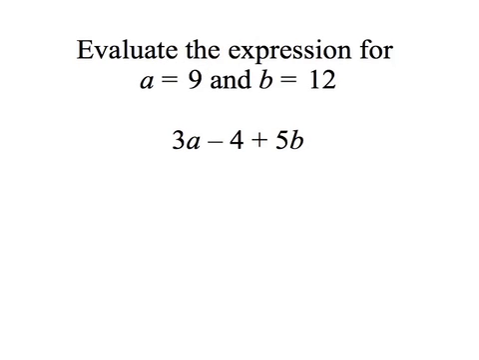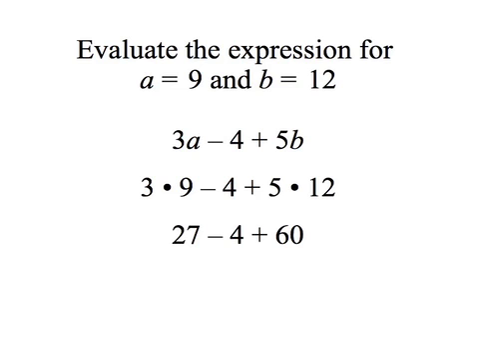Evaluate the expression for A equals 9 and B equals 12, but we have a new expression. And so we're going to substitute the 9 in for A and the 12 in for B. Now we have to put the times sign in when we substitute because otherwise it would be 39 and 512, but that's not what it means. It means 3 times whatever A is. So if A is 9, it means 3 times 9. And for 5B, it means 5 times 12. And now in this expression, the multiplications go first, and then the subtraction and the addition from left to right. And our final simplified answer for this expression is 83.